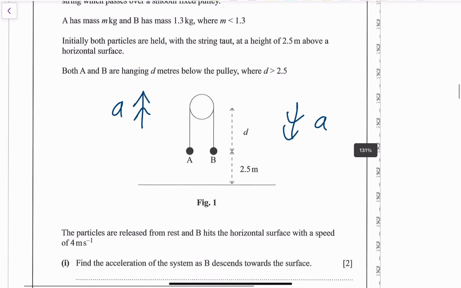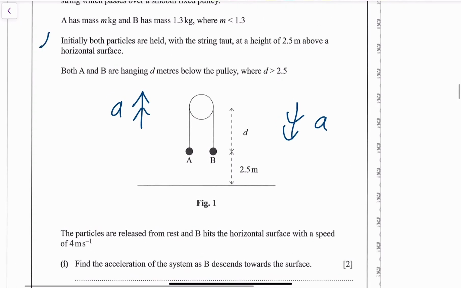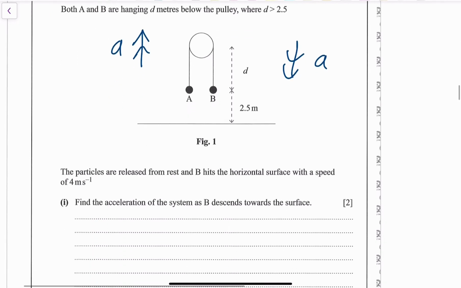Initially, both particles are held with the string taut, reading this bit here, sorry, at a height of 2.5 above the horizontal surface. The particles are released from rest, and B hits the horizontal surface with a speed of 4. So this is B we're looking at. It's released from rest. It goes down a distance of 2.5. It hits the ground with a speed of 4, and we want to find the acceleration.